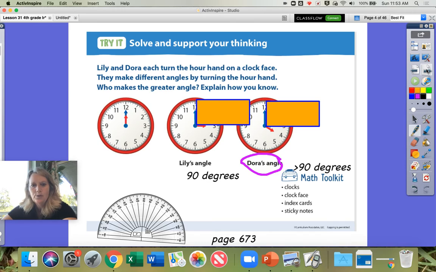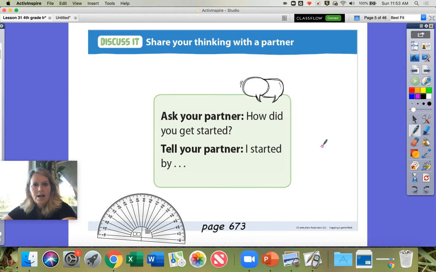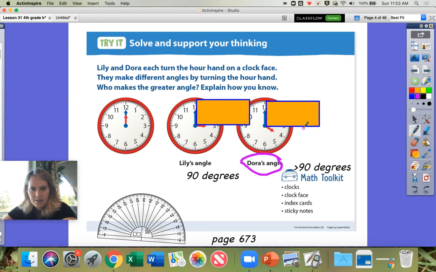All right, next one on page 673. Ask your partner, how did you get started? Okay, so I started by using the index card. That's the strategy that I did. So I'm not sure what you did, but that is one way to give it a go.